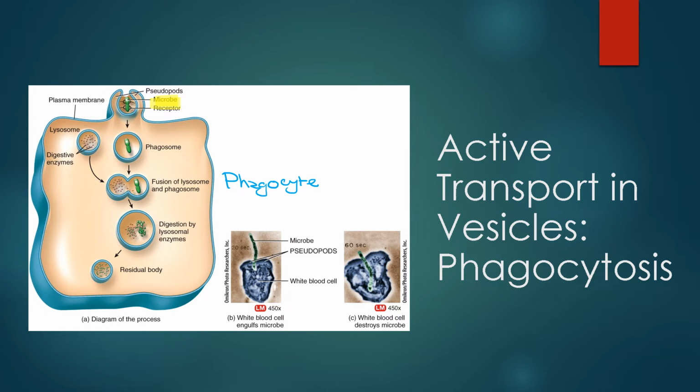And this is where we have a particle, a whole bacteria, whole virus, anything like that, this large particle, that binds to a plasma membrane receptor on the phagocyte. Once it binds to this receptor, it causes the phagocyte to extend out pseudopods. The term pseudopods literally means false feet. It looks like these little feet that come out from the cell and reach around and grab onto the little microbe that bound to the receptor.